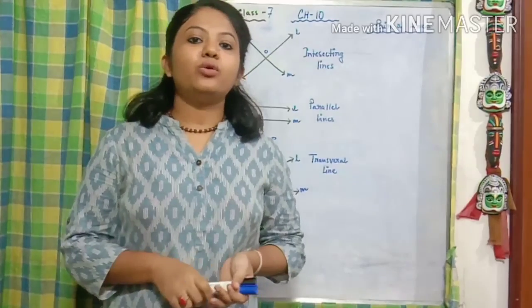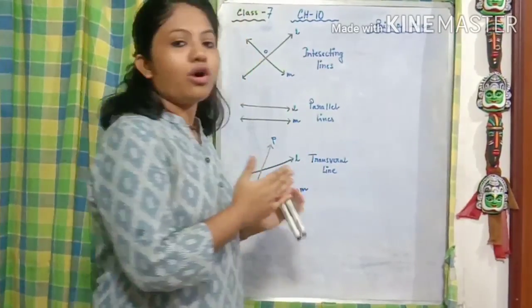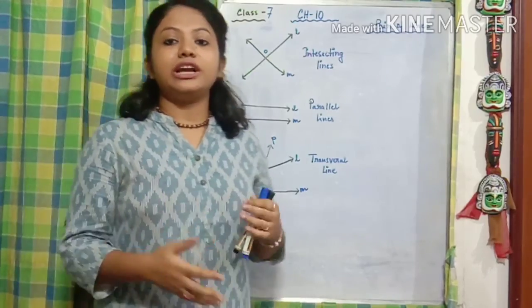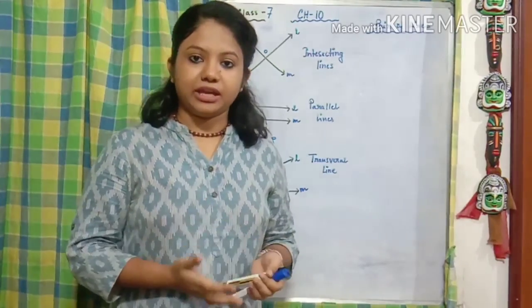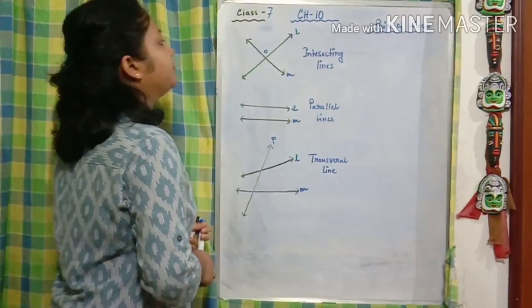So today we are going to start with a new topic, that is the pair of lines, and what kind of angles they can make. Look at the first diagram out here.